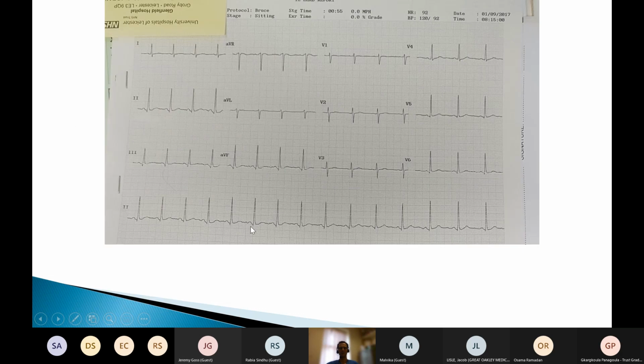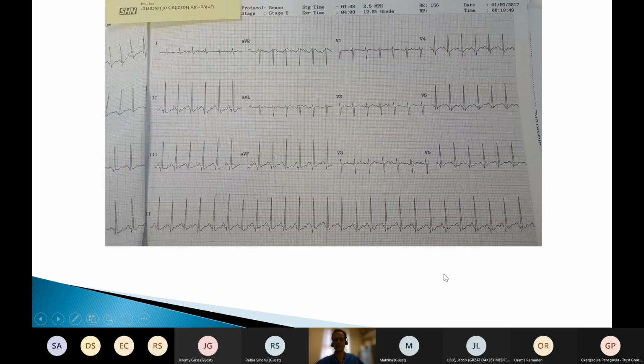If we look at the traces, this is the trace at rest, and that looks fairly normal. And this is the trace as they exercise, and this is at peak exercise just before they stopped. And can you see that there's a little bit of upsloping ST depression here?